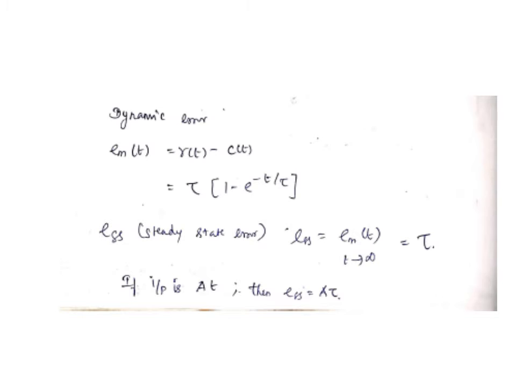Then steady state error, this is the ESS, which is equal to em of t, that is the dynamic error, where time t tends to infinity. Therefore, in this equation, the e power minus t by tau becomes 0, because already we know that. Then 1 minus 0 is nothing but 1, so 1 into tau, we will be getting tau here. Okay, if input is t, then ESS is tau. This is the important finding.